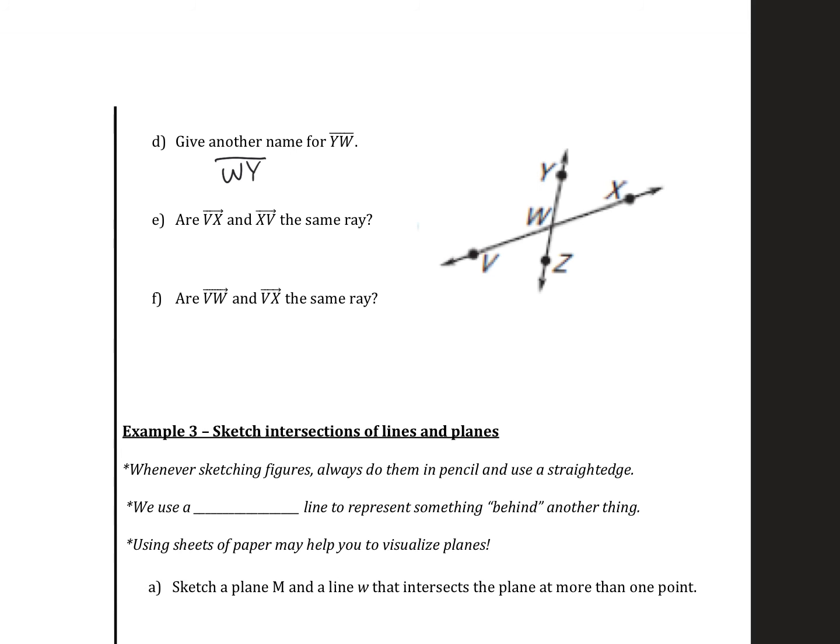Are VX and XV the same ray? So I'm going to give you an example of two rays that are the same. If we had VX, the same ray would also be, yeah, they have to go the same direction. So you would have to go like this if they were the same ray. In this case, VX goes one direction and XV goes the opposite direction.